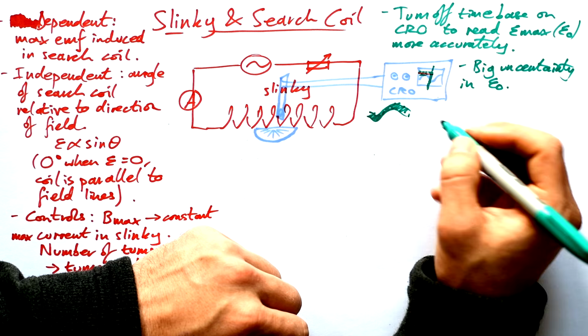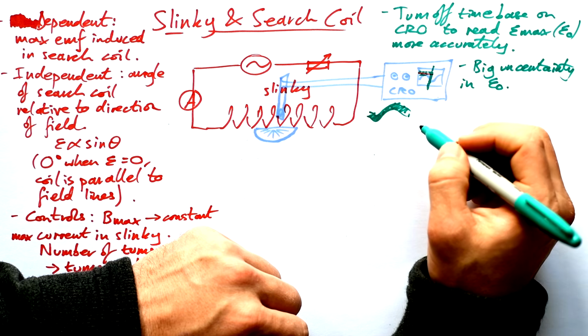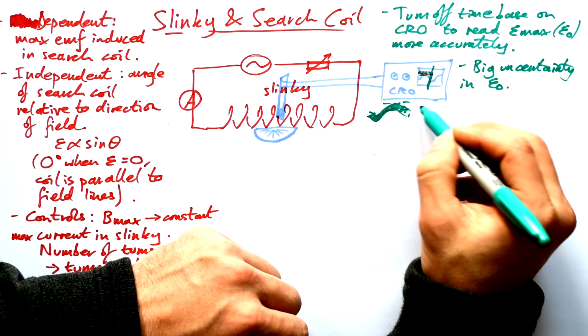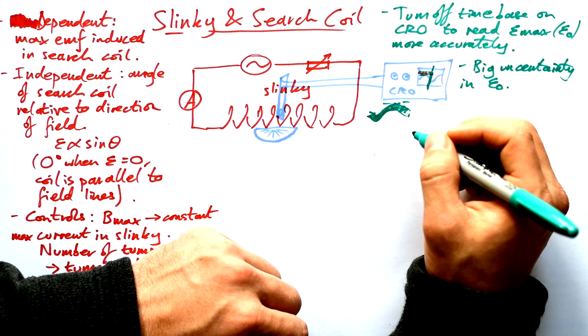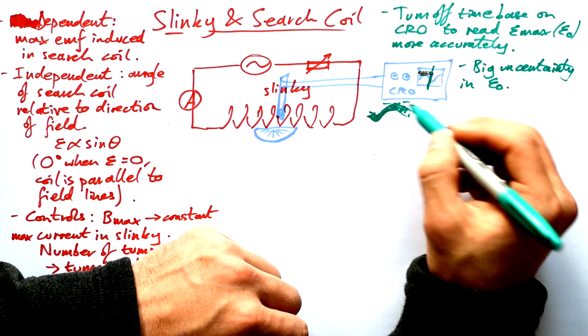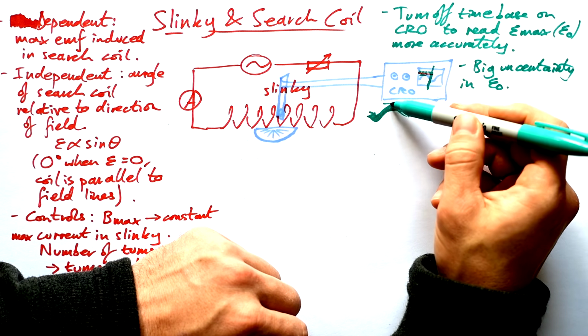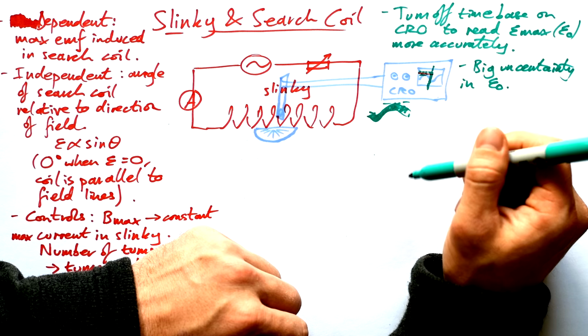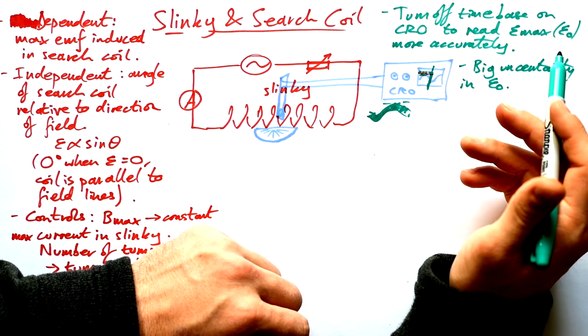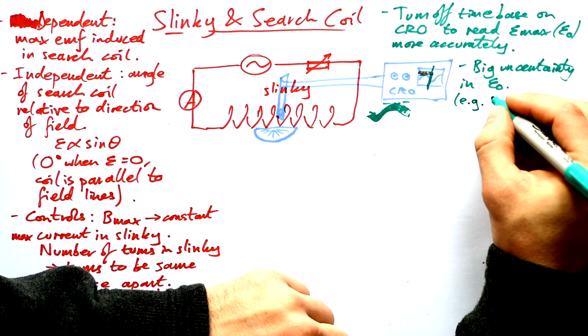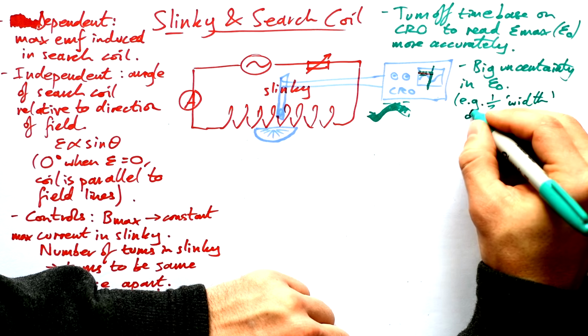And so you have to decide where the top of the peak is. Is it going to be the top? Is it going to be the bottom of the peak? Midway? That's up to you. Personally, I would go for the center of the peak and then have your uncertainty as half the width of that peak. But it's going to be different from person to person and setup to setup. So let's say, e.g., half width of peak.